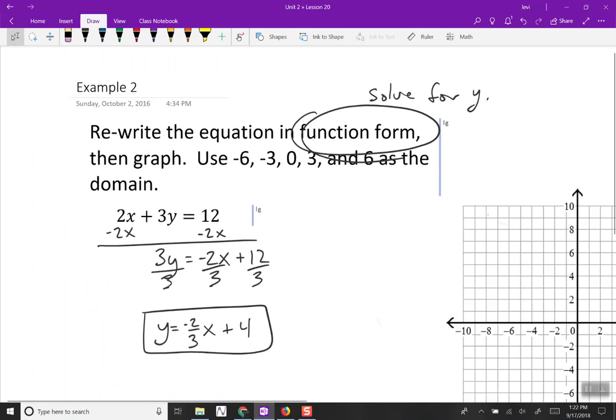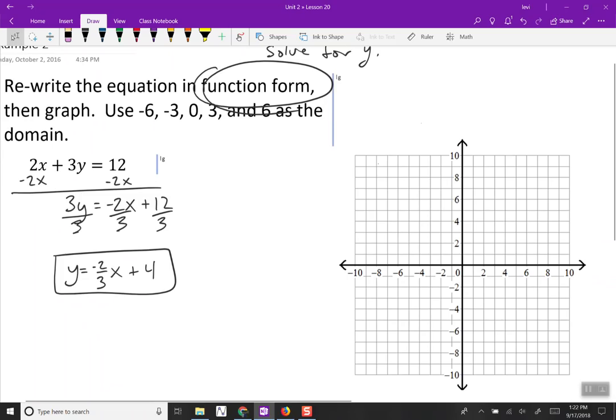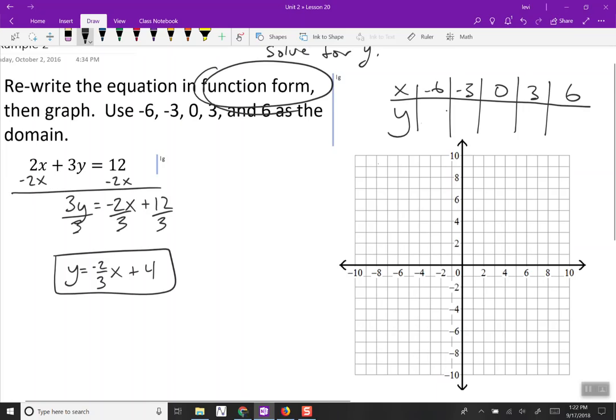And then we want to graph it using some values for our x. So if we were to make a horizontal xy t-table, they want numbers that are negative 6, negative 3, 0, 3, and 6. So we'll substitute in a negative 6 first. So y equals negative 2/3 times negative 6/1 plus 4.